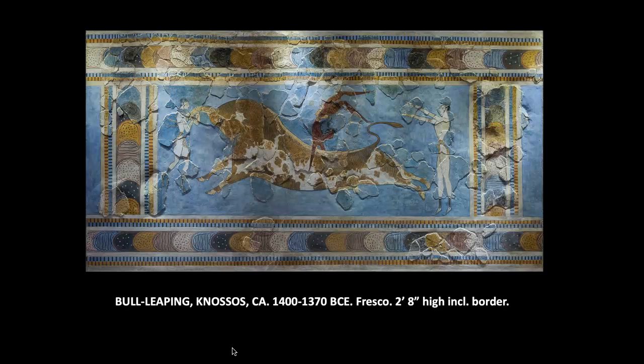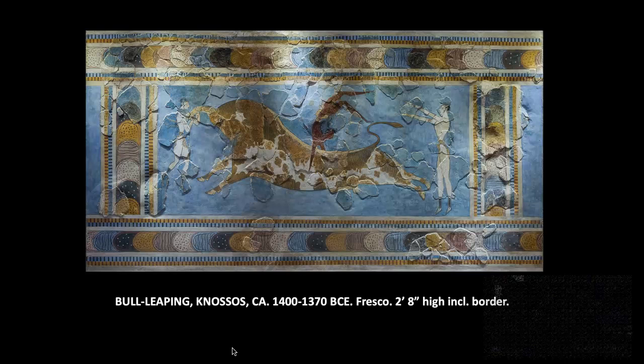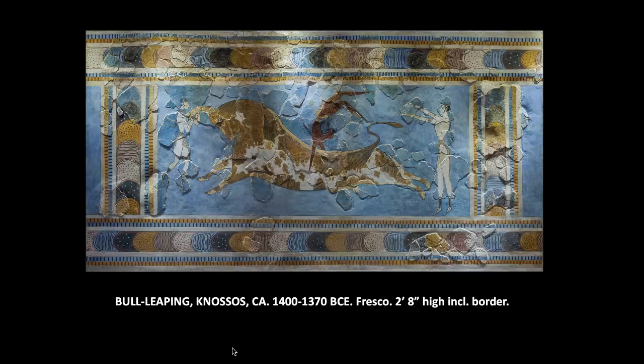This is an example of additional Minoan art, and this piece is called Bull Leaping, found at Knossos on the island of Crete, part of the Minoan civilization. It dates from 1400 to 1370 BCE and is painted in fresco. What you can find here is a partially restored image.